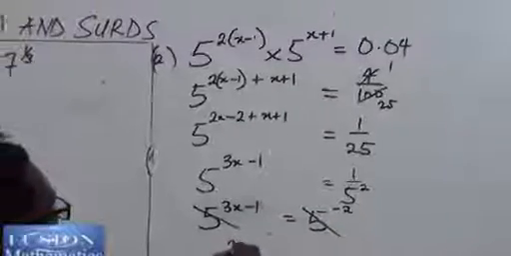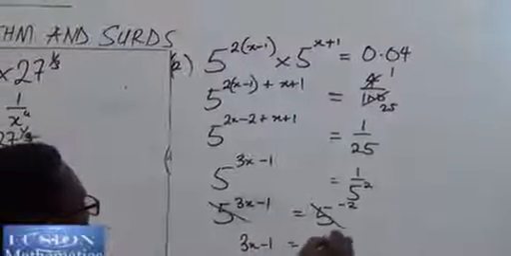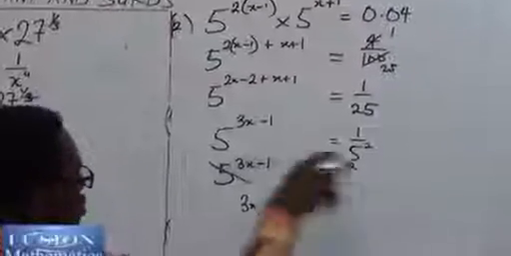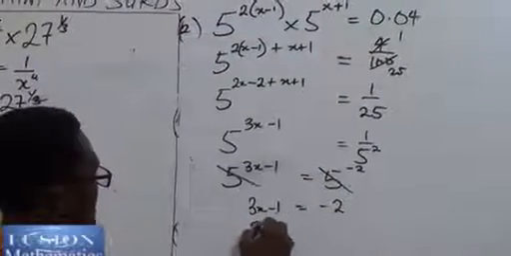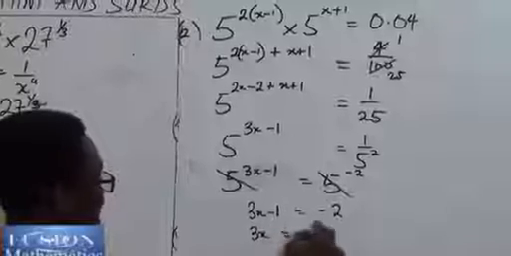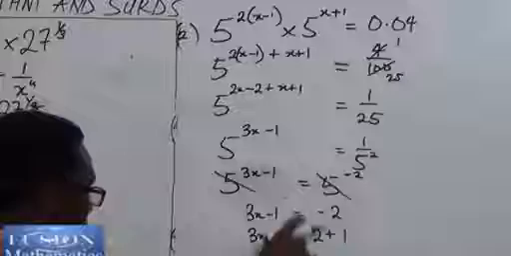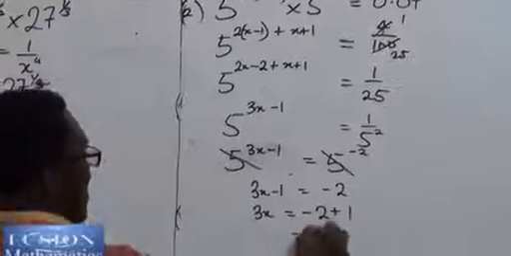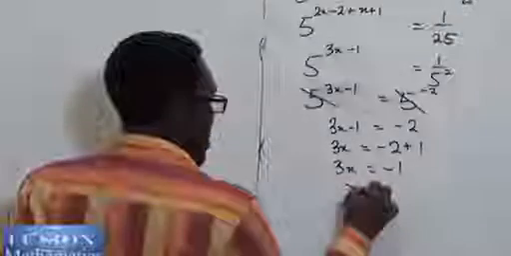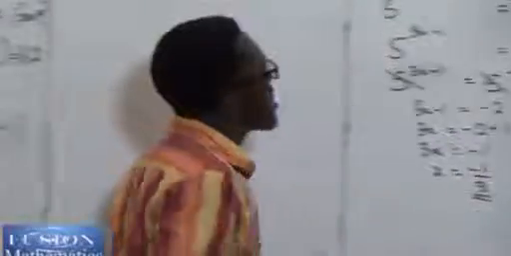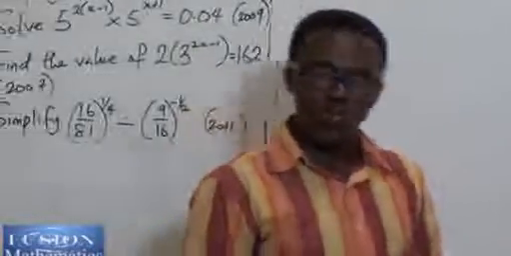So we have 3x minus 1 equals to minus 2. We collect the like terms by carrying minus 1 over to this side. It becomes 3x equals to minus 2. When it comes here, it becomes plus. So this will be minus 2 plus 1, which is minus 1. So this will give us x equals to minus 1 all over 3. So that's how we answer question 2. Let's move over to question 3.